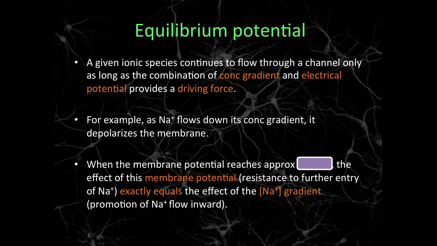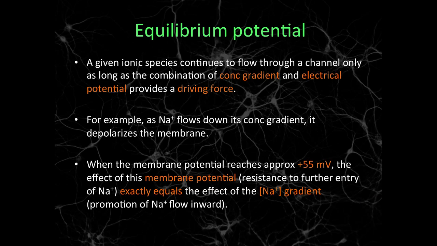So for example, as Na+ sodium ions flow down their concentration gradient, they depolarize the membrane. Alright? So in other words, the inside is going from negative. Let's remember, at rest, because of the sodium-potassium pump, the inside of the neuron is negative. But as these sodium ion channels open and Na+ comes into the neuron, it will depolarize the membrane. In other words, the inside of the membrane is going to be positive. So it goes from negative to positive. That's depolarization. When the membrane potential reaches approximately, what do you think that value is? Correct. Approximately plus 55 millivolts.